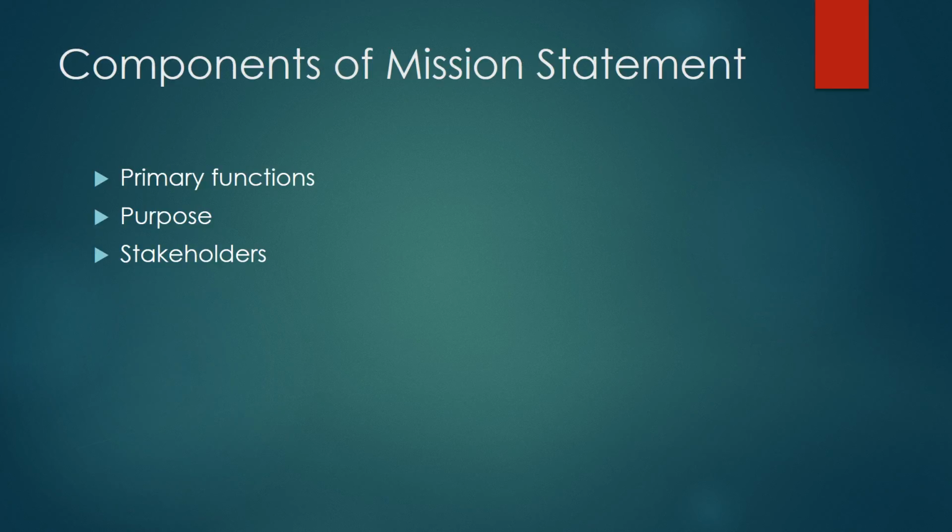There are 3 main components of a mission statement. A mission statement must include the primary function of the health promotion program, the purpose or reasons for implementing the program and its activities, and individuals that will take part in the program and benefit from it as well. These individuals are known as stakeholders.